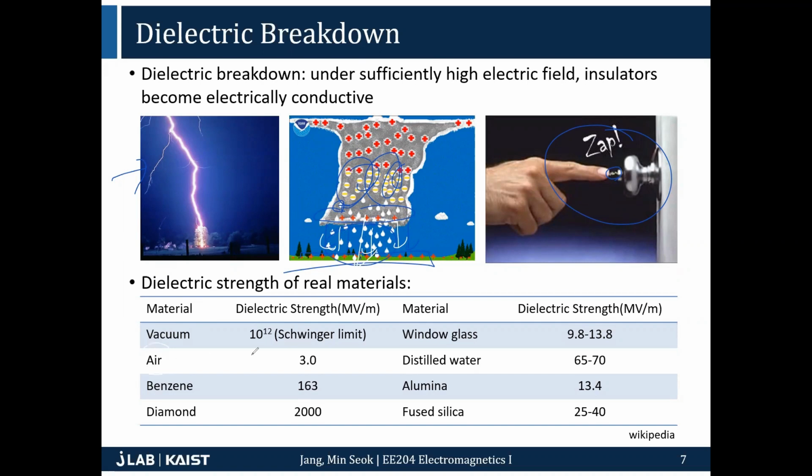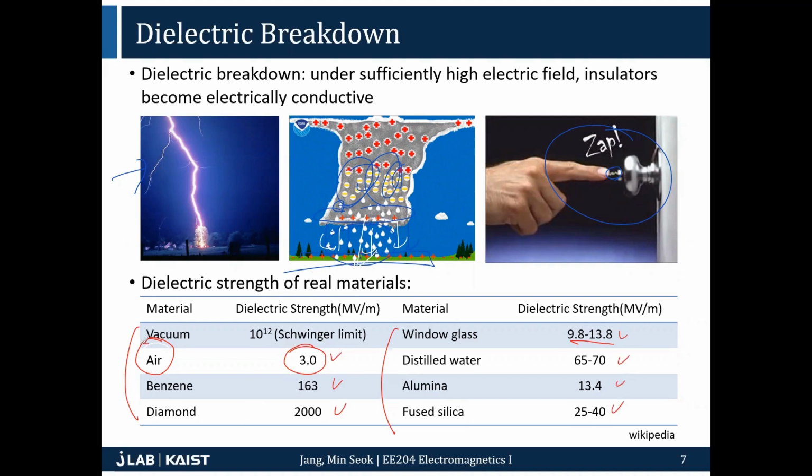So the dielectric breakdown of the air is 3.0 megavolt per meter. Megavolt per meter, volt per meter is the electric field intensity. Benzene, it's higher, diamond even higher. Glass, it's like this, water, alumina, fused silica. And you can see if you apply an extremely large electric field to the dielectric, it becomes conducting, through dielectric breakdown. And that's how much it can resist.